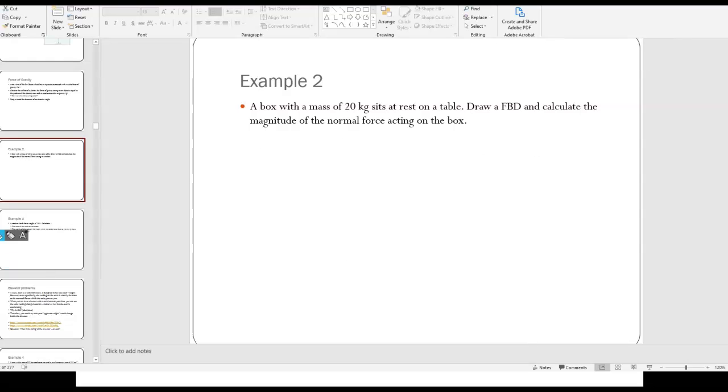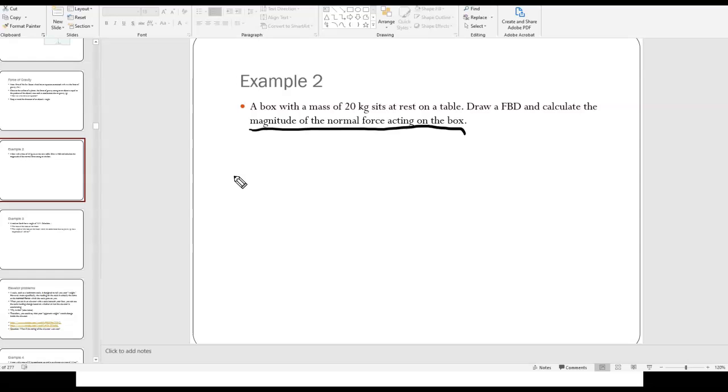Example 2. A box with a mass of 20 kilograms sits at rest on a table. Draw an FBD and calculate the magnitude of the normal force acting on the box. Now, at this point, if you don't understand that in solving second law problems you should always follow the same steps, your first question is probably going to be, what is the equation for normal force? Well, there's not one. There's no way to solve for normal force without using Newton's second law, either implicitly or explicitly. There is not an equation for normal force. So this is a second law problem.